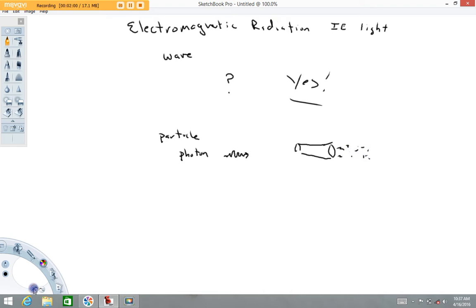Now, these photons carry an energy with them, and the energy depends on the frequency. And it turns out that the energy of a photon is directly proportional to the frequency. That's an important equation for photons. So we'll say the energy of a photon is equal to some constant, I'm going to write h for now, times the frequency. The constant h is called Planck's constant. Its numerical value is 6.63 times 10 to the minus 34th joule seconds.